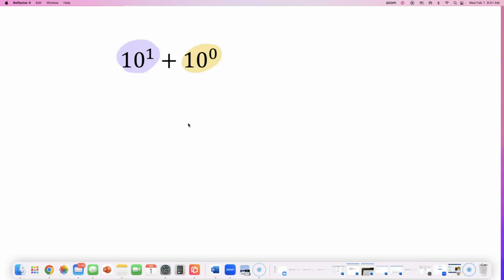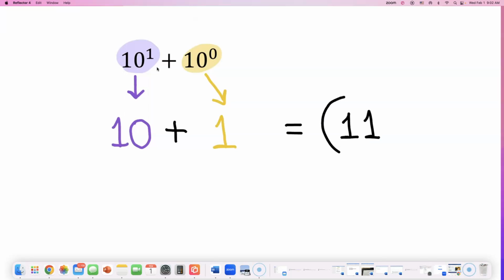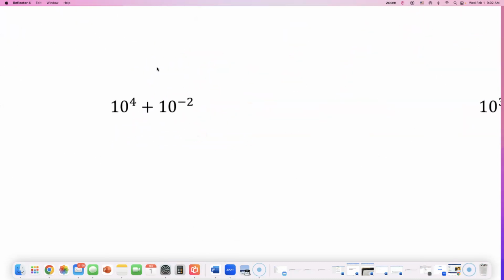So let's do this. What is 10 to the first power? Well, that's just 10. All right, so we're really doing 10 plus. What's this yellow? Anything to the 0 power is 1. Okay, so remember, anything to the 0 power is 1. So the final answer is going to be 10 plus 1, which is 11. Okay, so if you see a plus sign or minus sign between two powers, you have to treat them individually and combine them.